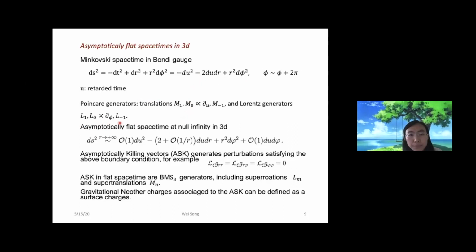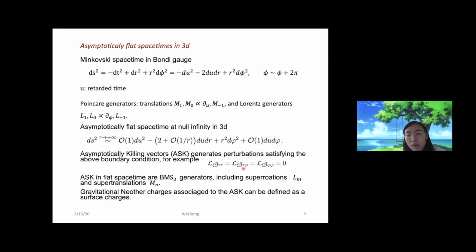And this is the boundary condition to impose at null infinity. Of course, we are in 3D, so there are lots of diffeomorphisms, and the allowed diffeomorphisms are those that generate perturbations of the metric that satisfy these boundary conditions. In particular, there are six conditions, where xi is the asymptotic Killing vector, and they have to satisfy such conditions.